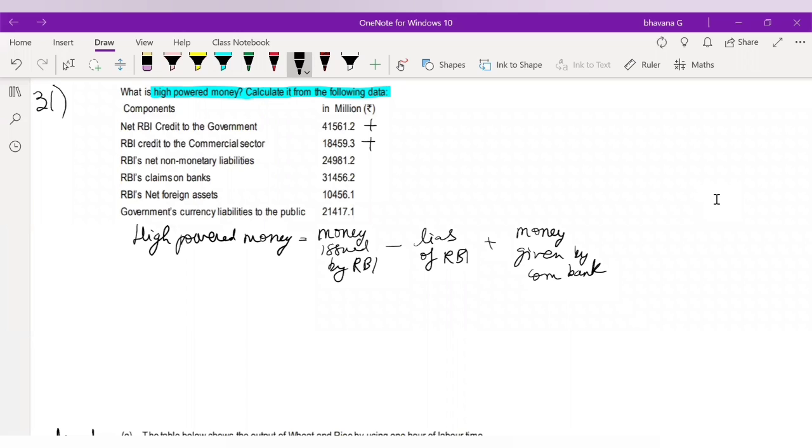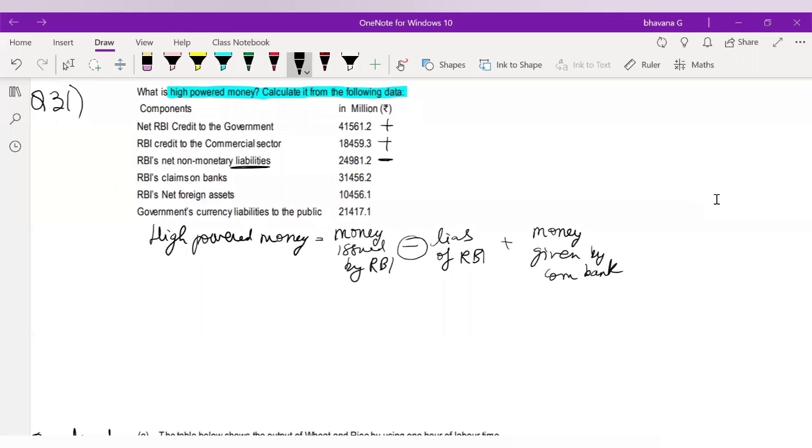Again, RBI's net non-monetary liabilities. So liabilities, I told you, you will reduce. So this you have to minus. Next you have RBI's claim on banks. RBI's claim on banks is nothing but the money which the RBI has yet to receive from the banks. So this also you have to add. This is like money that you have given out.